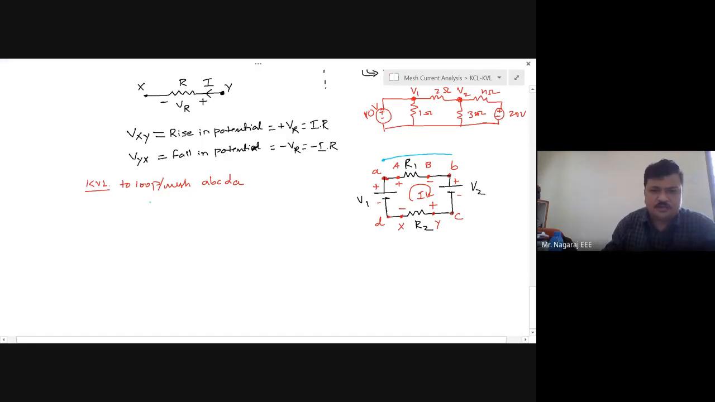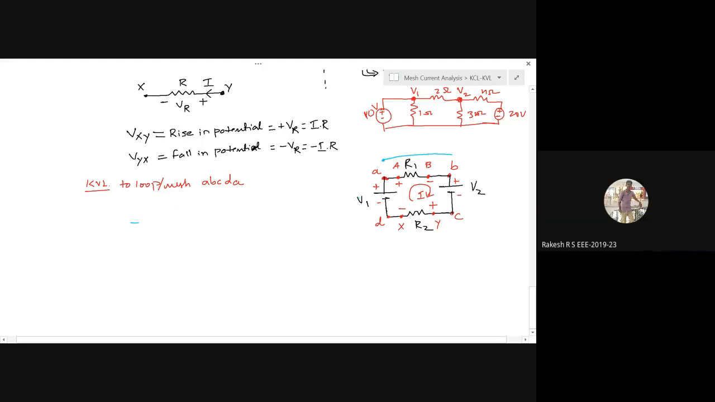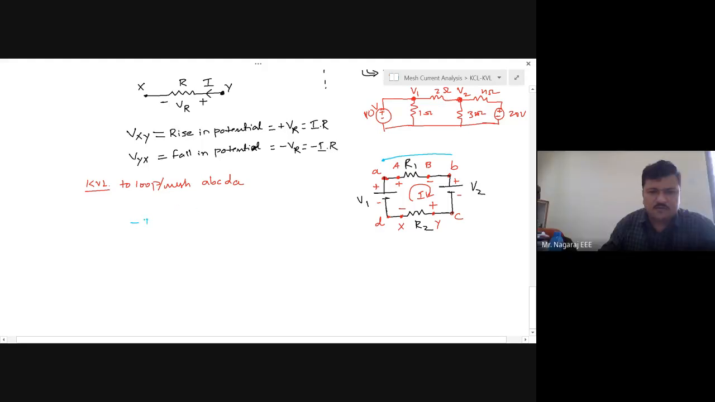So it should be taken as minus IR1. Very good. Minus IR1. You did this in the previous semester, but you should understand it completely and do it. Then you will never go wrong in your life. Now, next part, tracing from B to C.